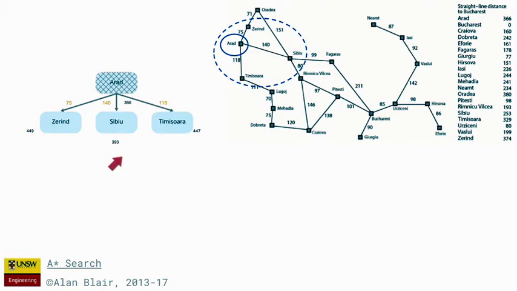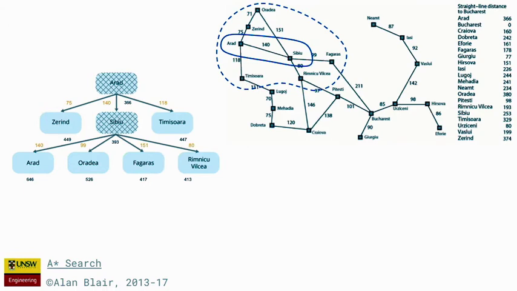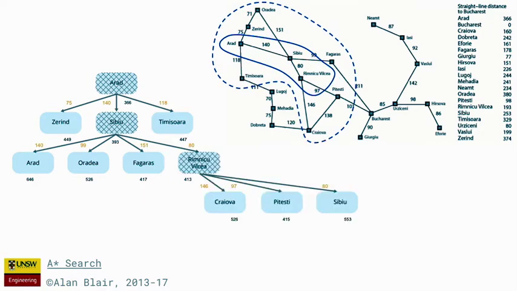node for expansion. Remember, greedy search chose Fagaras next because it's closer to the goal, but A* search prefers Rimnicu Vilcea because the straight line distance of 193 plus the path length from the start node of 220 gives a total of 413, which is slightly smaller than Fagaras at 417. This generates Pitești, which becomes the preferred node at 415.